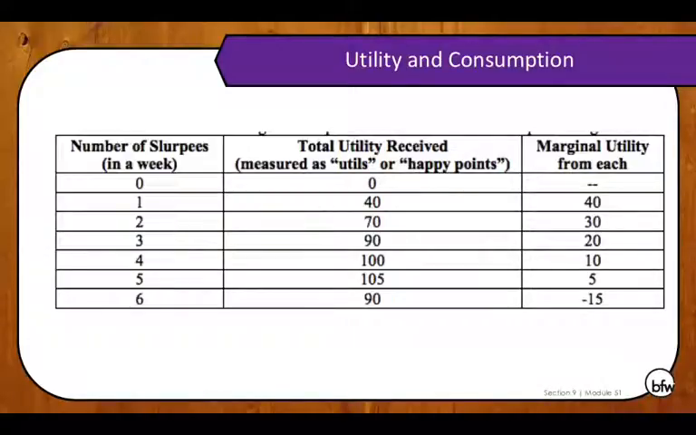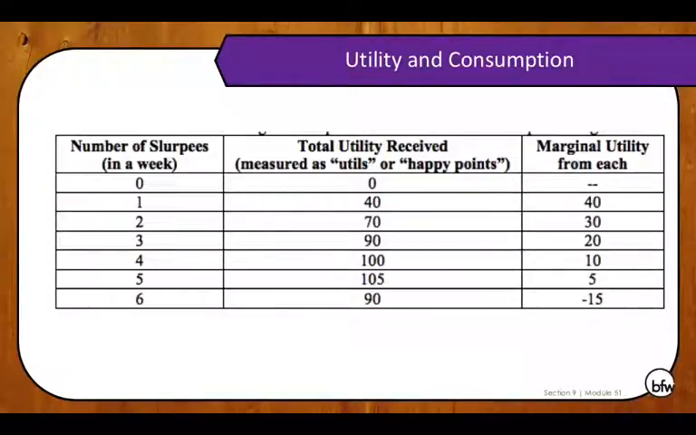Now, the third column shows the marginal utility we get from consuming each Slurpee. Remember, the marginal utility is the additional utility we get from each. So when we consume the first Slurpee and we have a total of 40 happy points, we go from 0 to 40, that's an additional 40 happy points. If we consume 2 Slurpees, we have a total utility of 70 points, but that's only 30 points more than 1 Slurpee. So our marginal utility from the second Slurpee is 30 points. If we consume 3, we get an additional 20 happy points. If we consume 4, 10 happy points, 5, an additional 5 happy points.